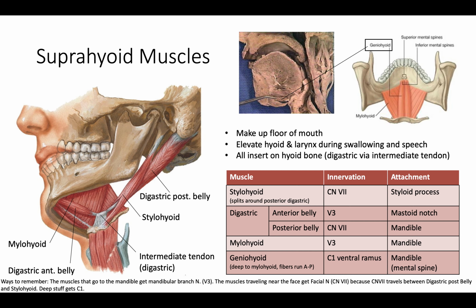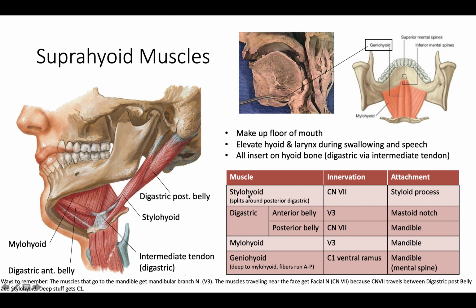So we've got our suprahyoid muscles. That's the muscles that are located kind of under your chin, going from your chin down to that hyoid bone, and that is like a floating bone in our neck. And we've got the stylohyoid, the digastric, mylohyoid, and geniohyoid. So something that's important that you need to know from this is, of course, what these muscles are, and then also what the innervation of these are. So these are making up the floor of the mouth and elevating that hyoid.